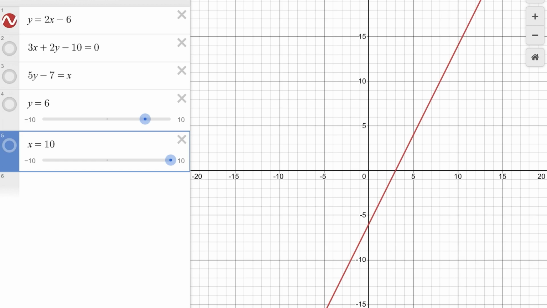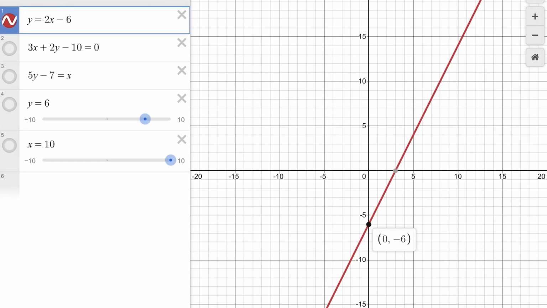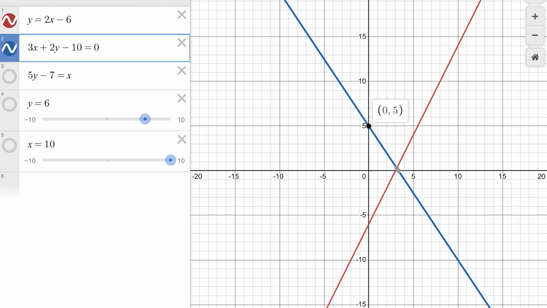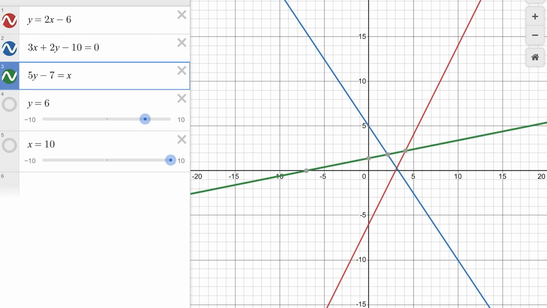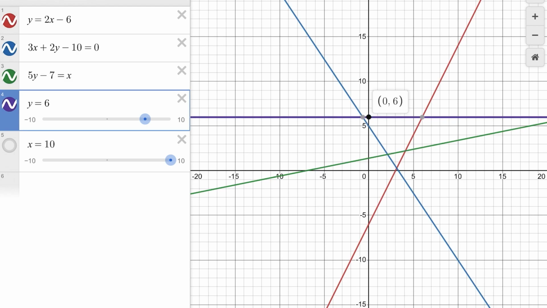So our y-intercept is where a graph crosses the y-axis. We already know that that's the k value. And the y-intercept here is 0, -6. And if you look at this right here, our y-intercept here is 0, 5. And if you notice at this one right here, our y-intercept is 0, 1.4. It's not a pretty y-intercept, but it's still a y-intercept. And this one right here, y equals 6, our y-intercept is 0, 6. And x equals 10, there is no y-intercept.